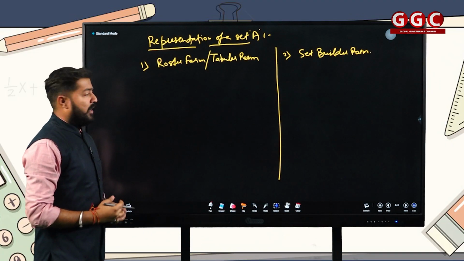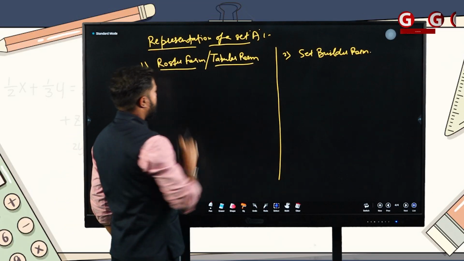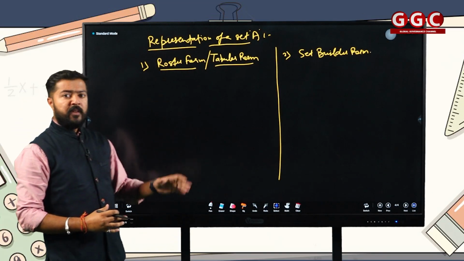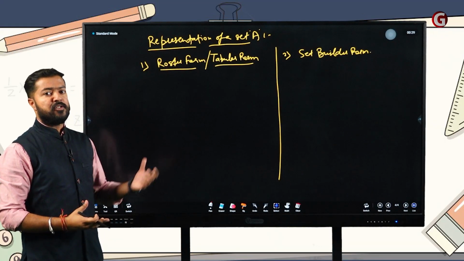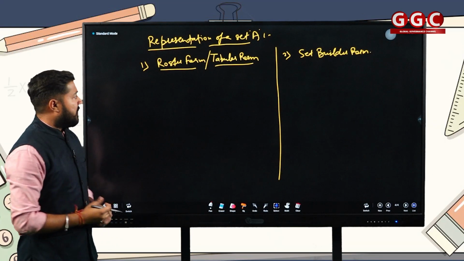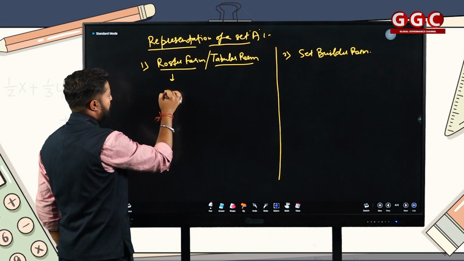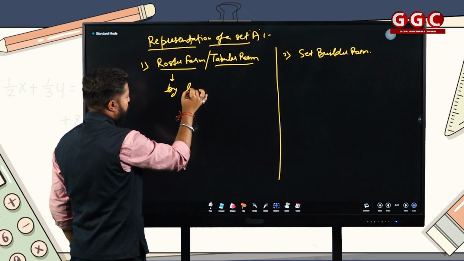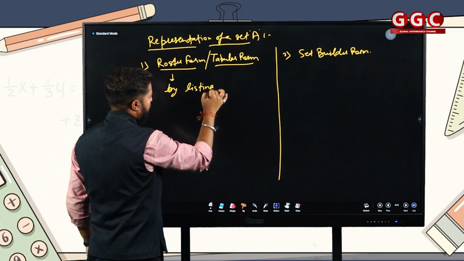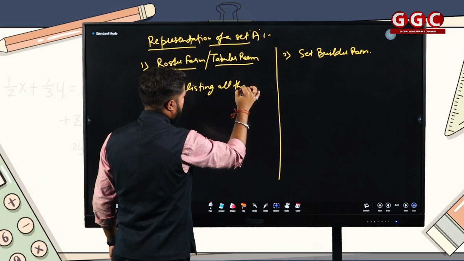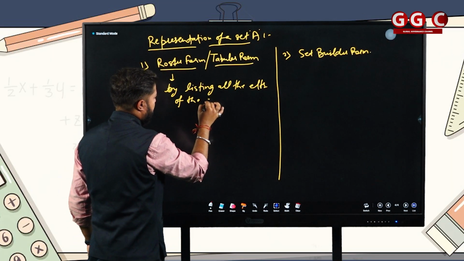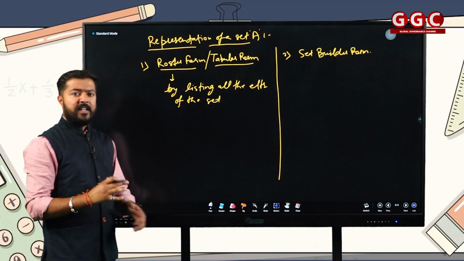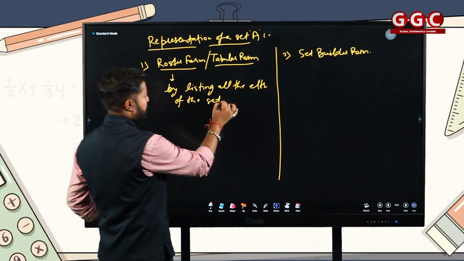So first of all, let's discuss roster form. In roster form, the set is represented by listing the elements of that set that come in the set. That means by listing all the elements of the set, and these elements are separated by commas.